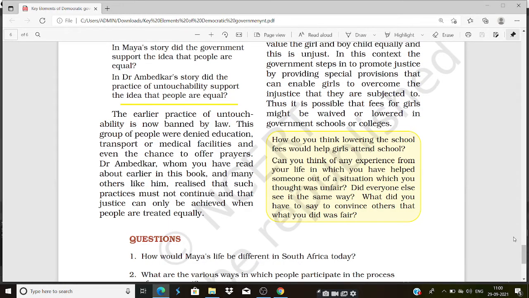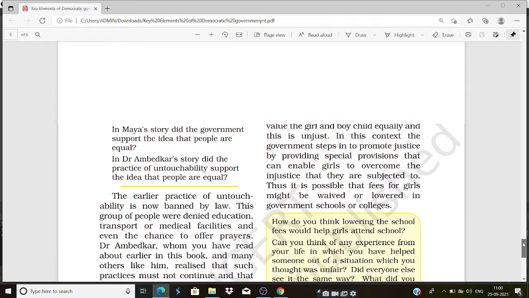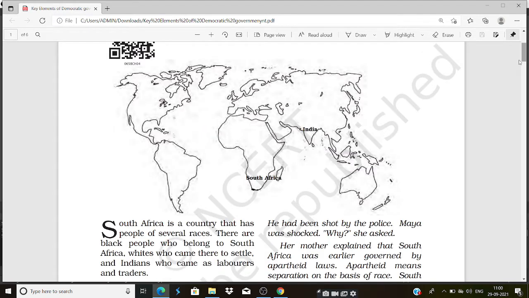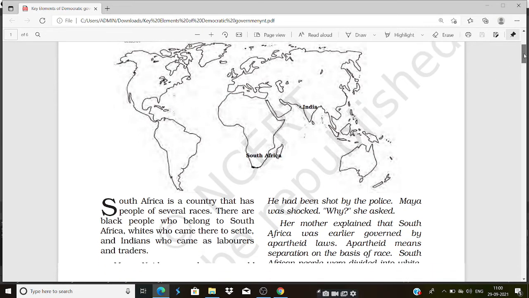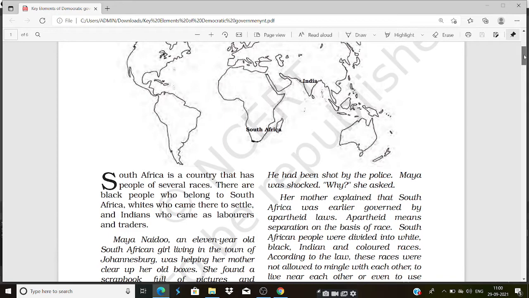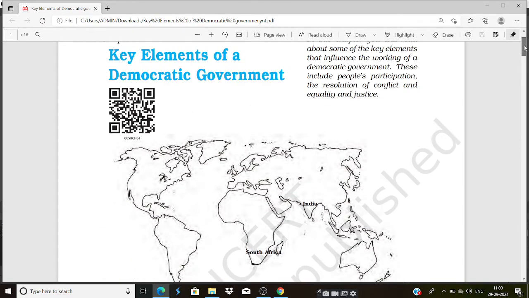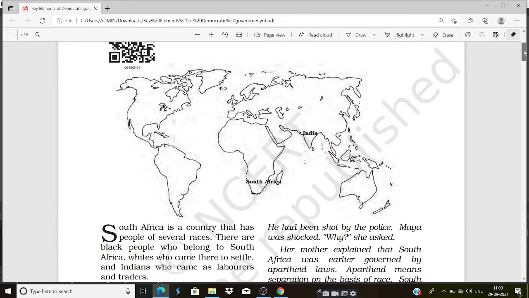So students, as you all know, we are discussing the key elements of the democratic government, the fourth chapter of the civics. Now here we are going to understand further about the next point, that is equality and justice. Before that, we will see which points we discussed in the previous class.